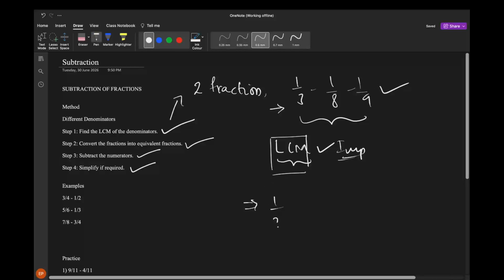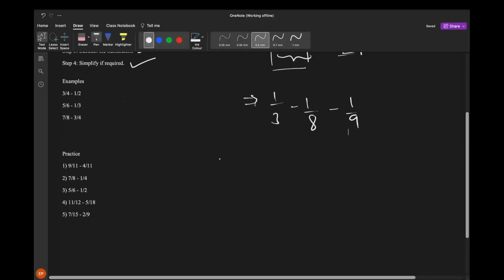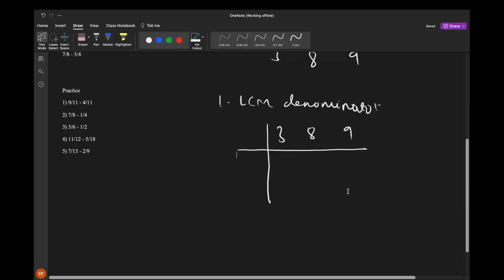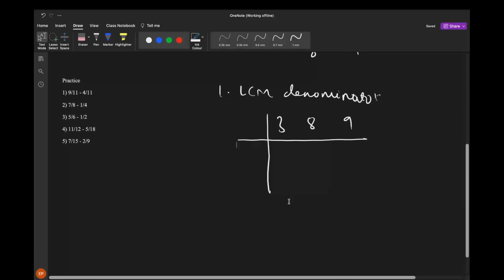Let me write once again, 1 by 3 minus 1 by 8 minus 1 by 9. First we have to find the LCM of the denominators. What are the denominators? 3, 8, 9. So we have to find the LCM for 3, 8, 9. As I told, for finding the LCM we will use this method only. We will start with prime numbers. This will give the perfect LCM, otherwise you might get a number bigger than the LCM. So use prime numbers for finding the LCM.